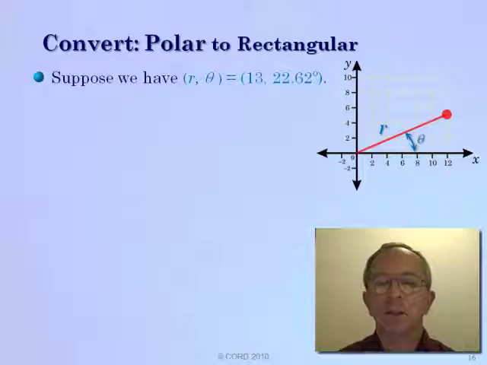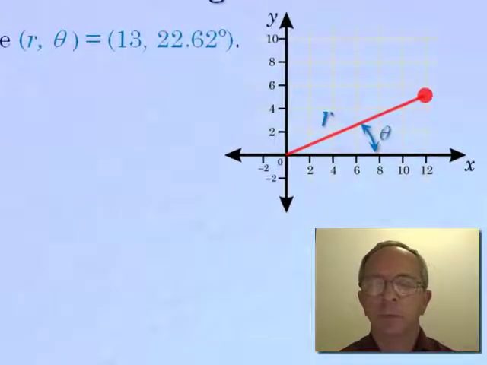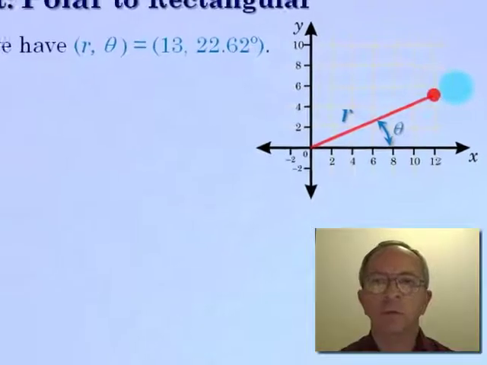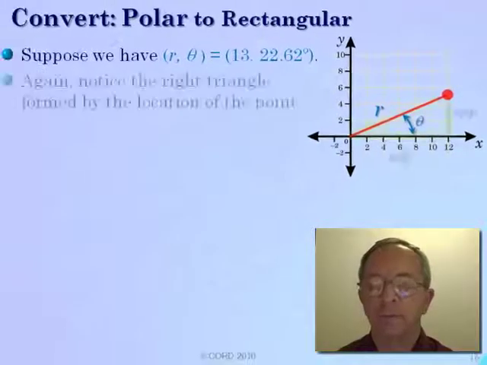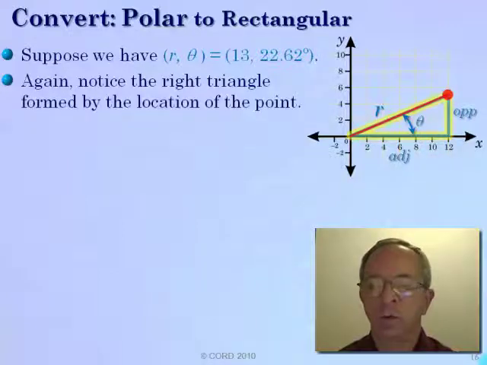All right, now suppose we have an r and a theta value and we'd like to convert it to rectangular coordinates. So if we've got some data point out here that's some distance r from the origin and up some angle theta, how can we find the x and y value for that coordinate? Well, again, we'll notice that right triangle with the opposite and the adjacent sides and theta. Well, we know that opposite is really the y value for that coordinate, and the adjacent is the x coordinate.